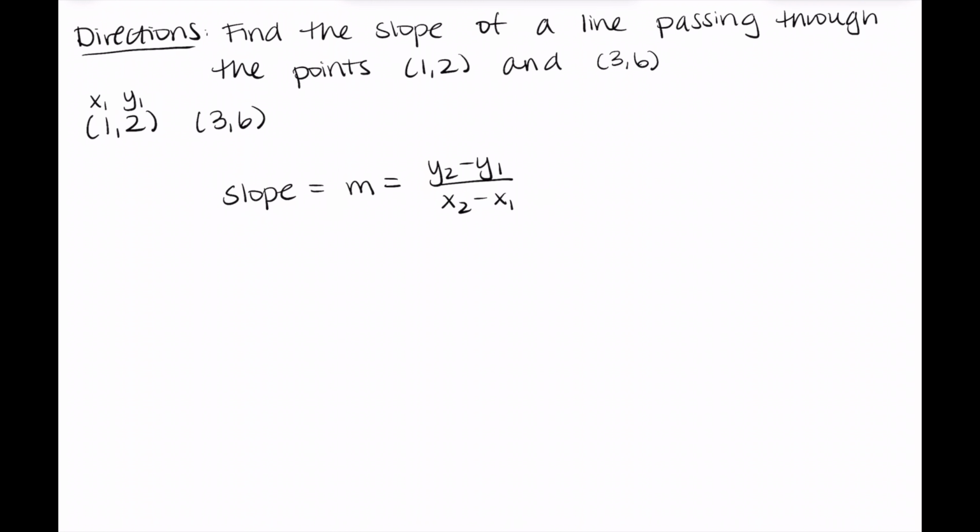So I'm going to go through here and label our 2 points. The (1, 2) is our x1, y1, and the (3, 6) is our x2, y2. So if we substitute in correctly, we will get 6 minus 2 over 3 minus 1. We know that 6 minus 2 gives us 4. 3 minus 1 gives us 2. 4 divided by 2 gives us 2. So our slope, and the answer to this practice question, is m equals 2.